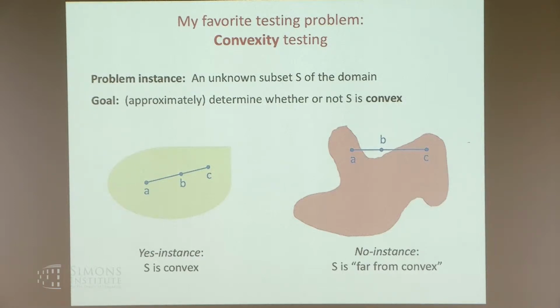all the points on the line between them are also in the set, if A and C are in the set. Whereas a set is far from convex, or is non-convex, if it's something like this. You have 2 points A and C that are in the set, but the point in the middle is not in the set. Okay, and more rigorously, if I had to change this set by a lot to make it into a convex set, that would mean that this set is far from convex. I'll talk more about the details of this distance notion later.